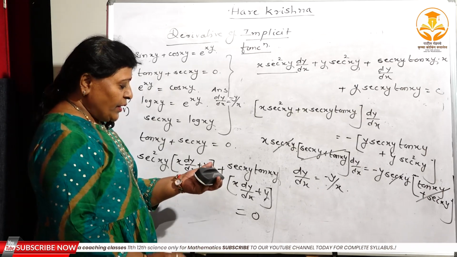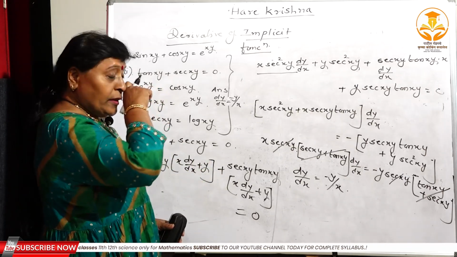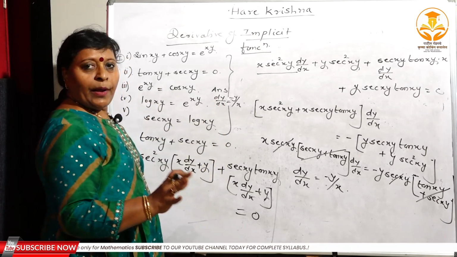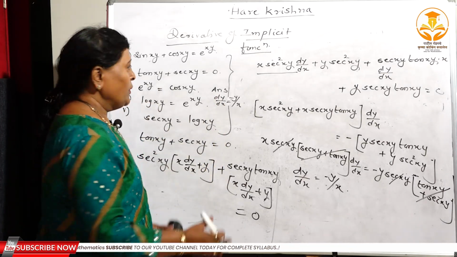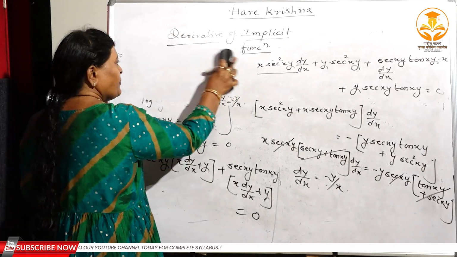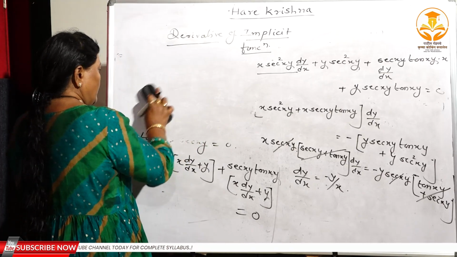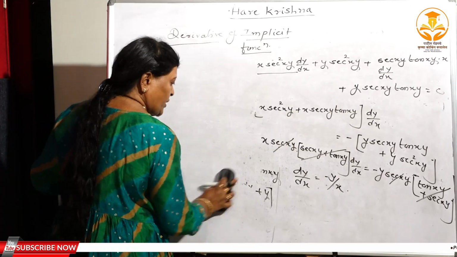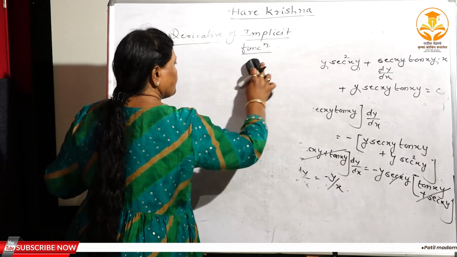What is the first bunch here? When your problem is in the form of a x plus y, then your result, that is dy by dx, is equal to minus y. Again I will give the third bunch. See, with the help of these bunches you can easily solve the CET questions or JEE questions also, isn't it?